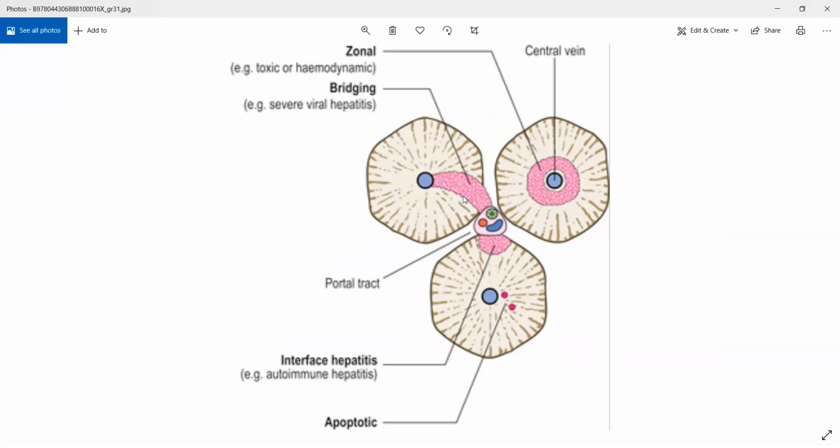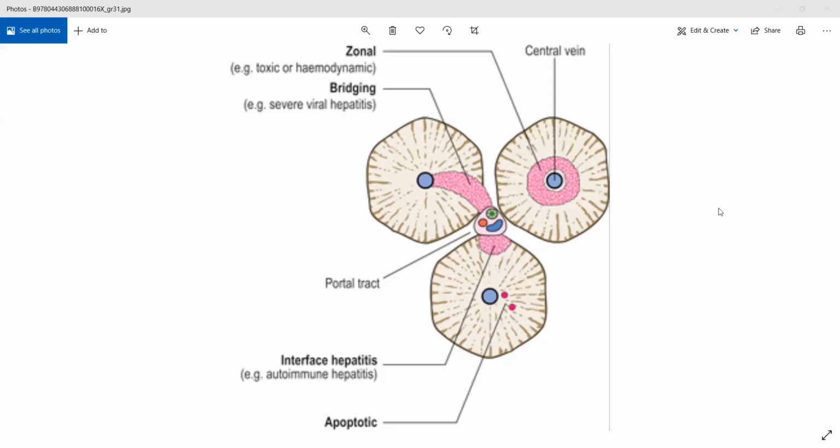Okay. As you can see, there is a bridge of necrosis that is going all the way from the central vein to the portal tract. Okay, in the middle, between three hepatocytes, you will see one portal triad, and this bridging necrosis is essentially an area of necrosis that is going from the central vein to the portal triad. That whole area will undergo necrosis.